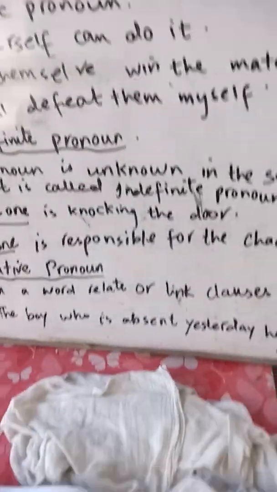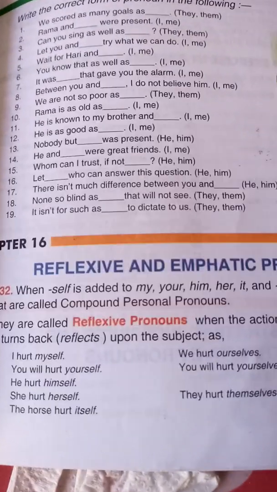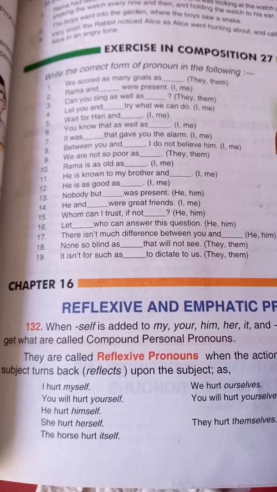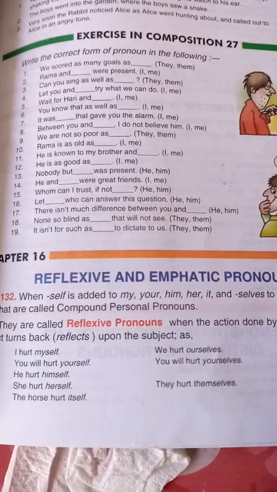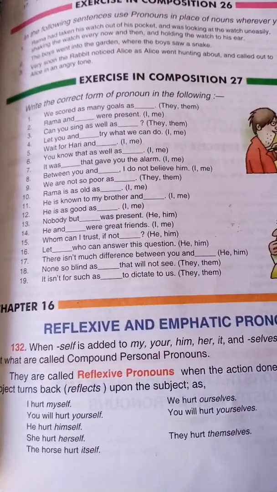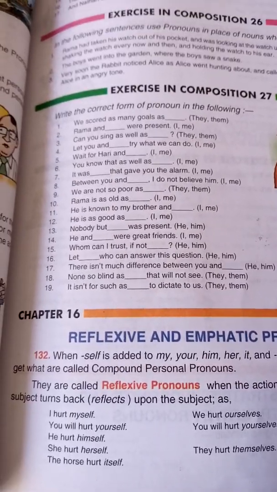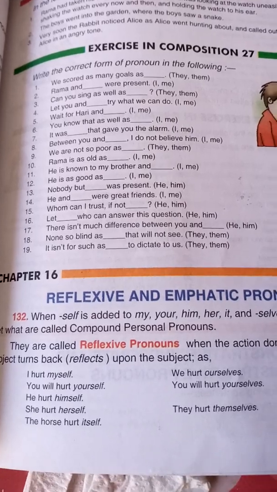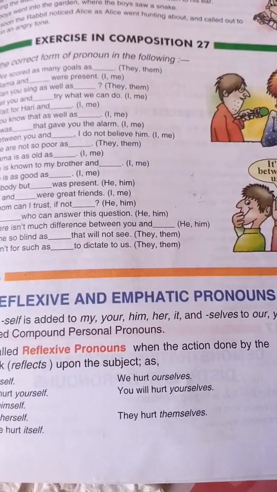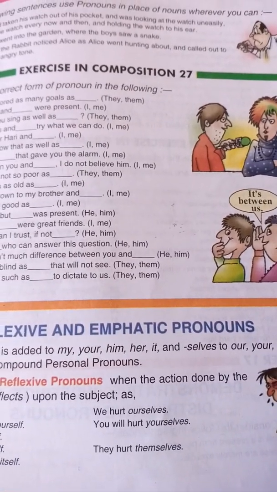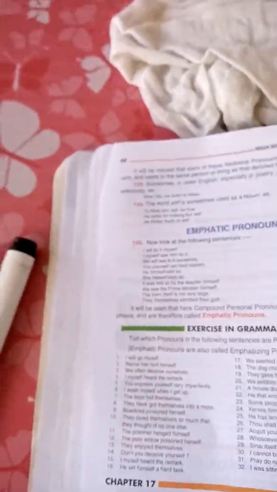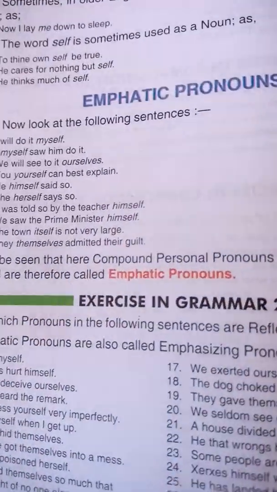So here I will quote some examples from the book for reflexive pronoun. I hurt myself. Can you guess? Yes, it is reflexive pronoun. You will hurt yourself. It is also reflexive pronoun. When you add it like this, you yourself will hurt, then it is emphatic. When you add yourself or self words at the end, he hurt himself, she hurt herself, the horse hurt itself, we hurt ourselves, you will hurt yourselves, they hurt themselves. So this is an example of reflexive pronoun.